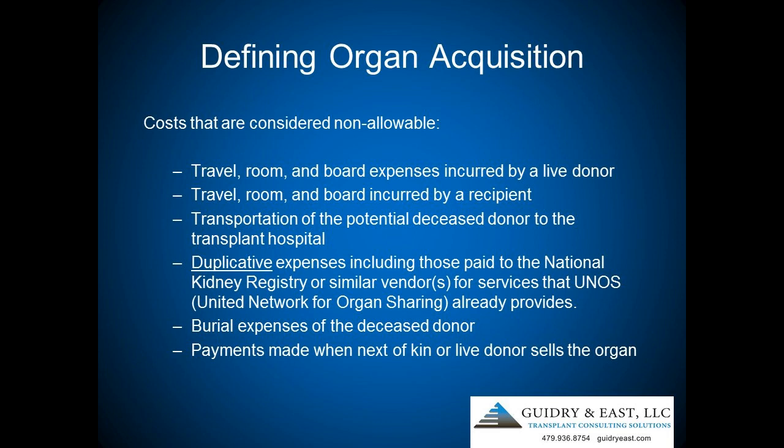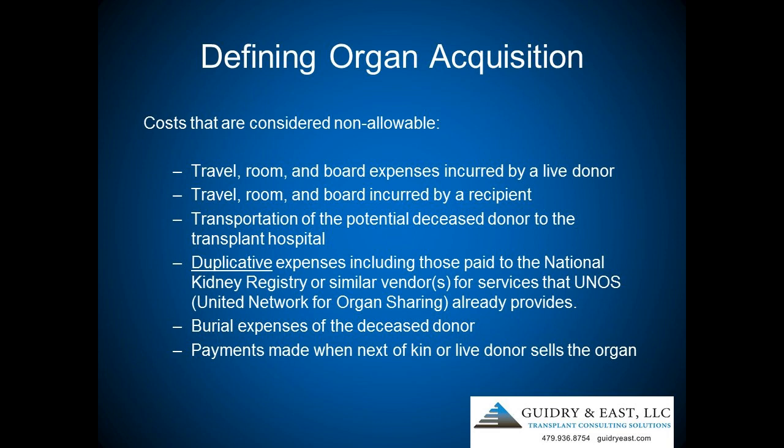Now, there are some costs that are absolutely non-allowable to be added to the cost report when you file with CMS. These are travel, room, and board expenses incurred by a live donor. The same if incurred by a recipient. Transport of the potential deceased donor to the transplant hospital. As I said, only the organ is allowable.